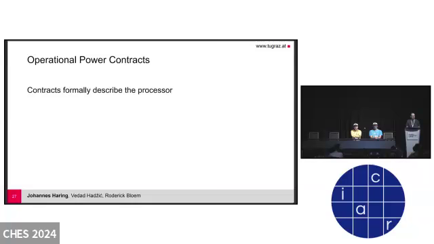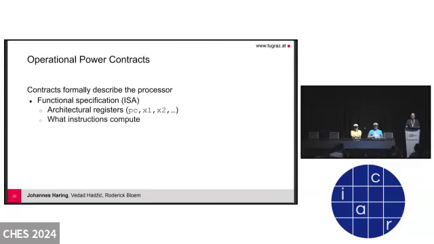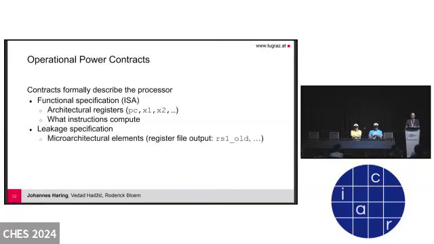So how do these power contracts actually work? They formally describe the processor in two ways. The first one is a functional specification, or the instruction set architecture, which includes architectural registers like the program counter, X1 and X2, also the register file, and a formal specification of what these instructions actually compute. And this instruction set architecture description is augmented with a leakage specification, which allows us to add certain details of the implementation, like micro-architectural elements of the register file.